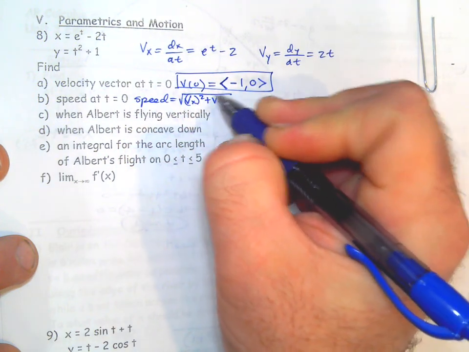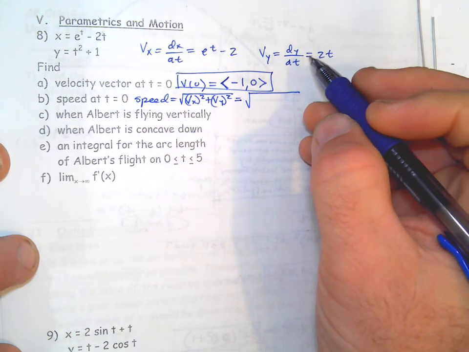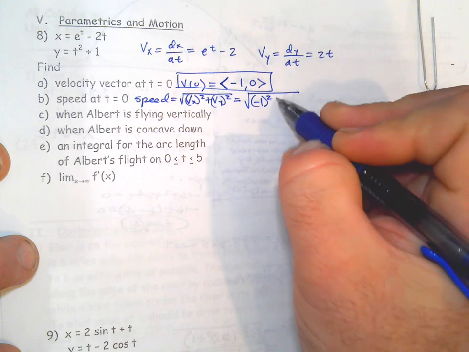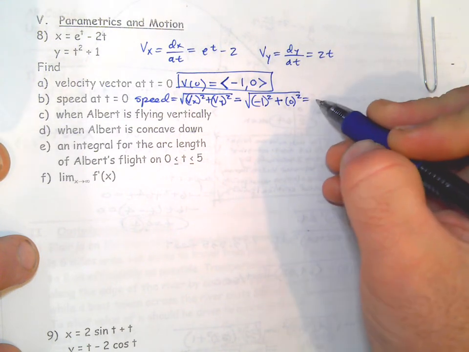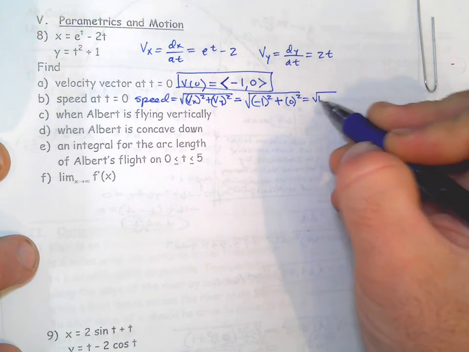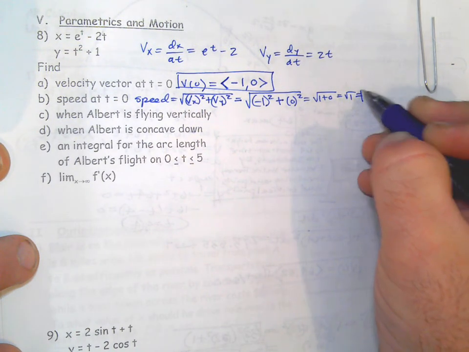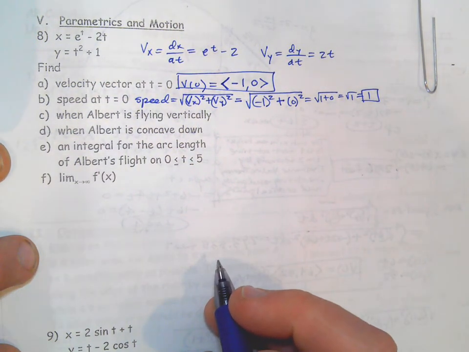The speed at time 0: speed is the square root of velocity x squared plus velocity y squared. So we're going to do the square root of, we just found them, the velocity in the x direction squared, so we're going to get 1 plus 0 is 1. So that's the speed at time 0.